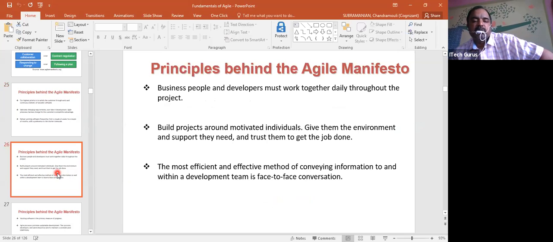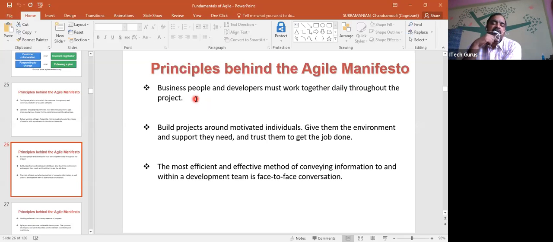All right. Next one is business people, that is the customer, and developers must work together. It's not only a question of must work together. How long do they need to work? Daily throughout the project. But in a traditional project, what will happen? The customer is not considered a part of the team. Correct? The customer or end user is involved only at the end of the project. Here, the customer's involvement is mandated in an Agile project. They must work together, and they must work daily throughout the project.